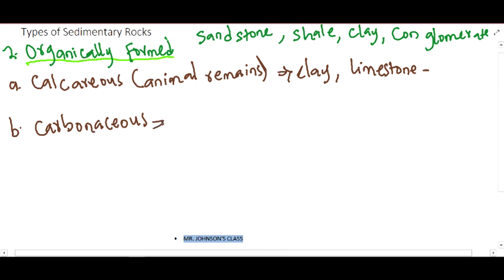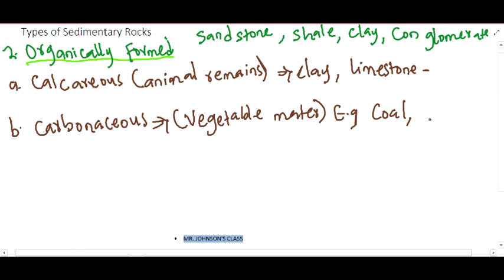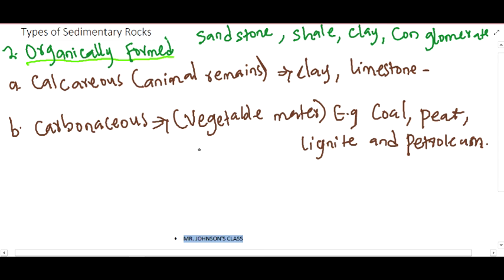And then the carbonaceous ones are formed from animal remains or vegetable matter. So we say they are formed from vegetable matter. Examples: we have coal, we have peat, we have lignite, and we also have petroleum.